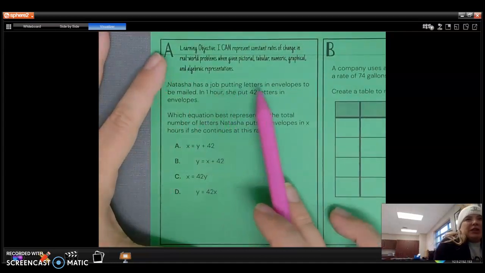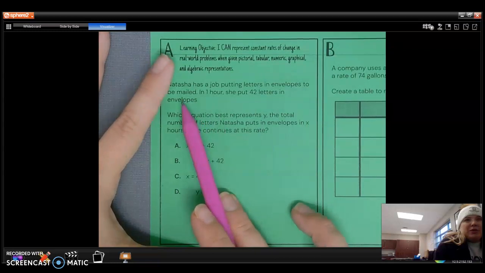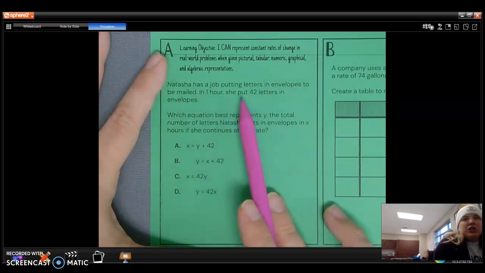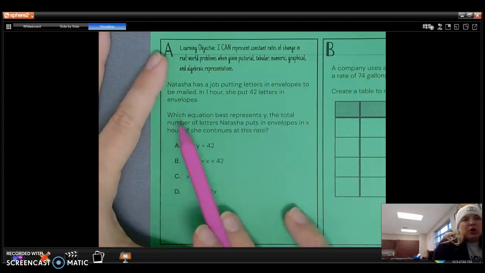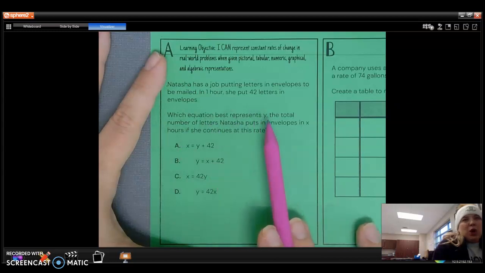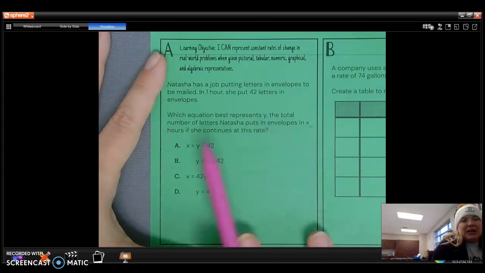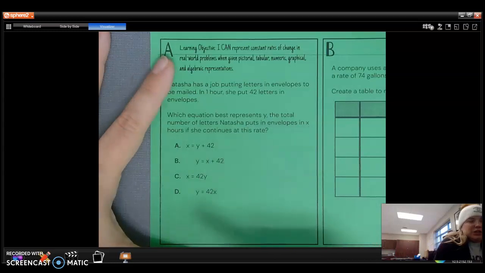Natasha has a job putting letters into envelopes to be mailed. In 1 hour, she put 42 letters in envelopes. Which equation best represents y, the total number of letters that she can put in envelopes, in x hours if she continues at this rate?